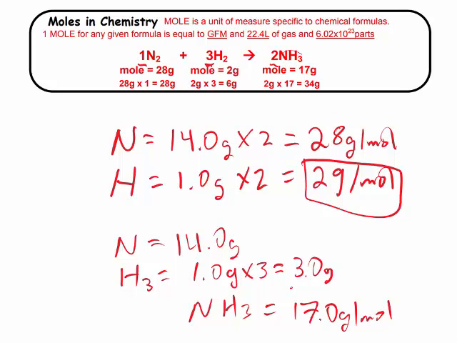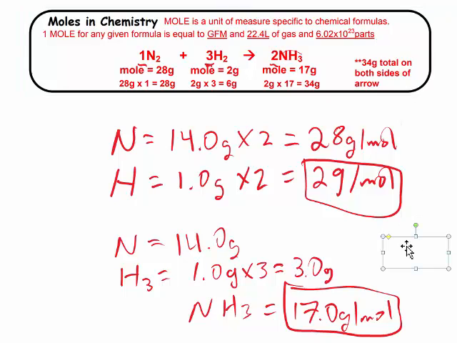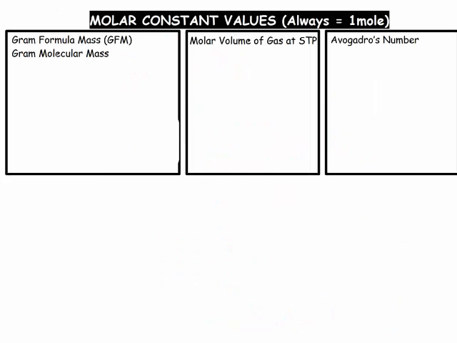We said that the GFM of ammonia is 17, and so that means 2 times 17 gives me 34 grams, right? And the cool thing is that when I use moles appropriately for the quantities in a chemical formula, both sides of the equation should have the exact same mass, right? So moles gives us quantity. All right, now, going further than we did the other day, what are the 3 constant values for moles?